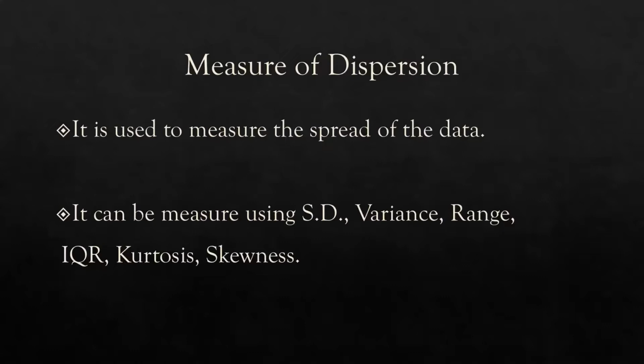So now, how can we measure the dispersion? There are many methods to measure the dispersion, like standard deviation, variance, the range of our data, the interquartile range of our data, kurtosis and skewness. So using all these things, we can measure the dispersion. Now, all these terms are very useful in data science. So I will be making a separate video on this.